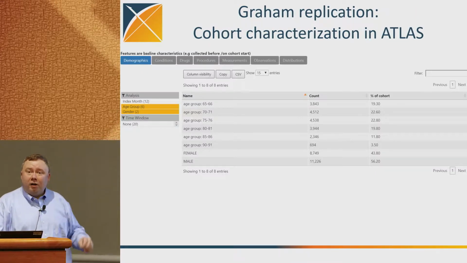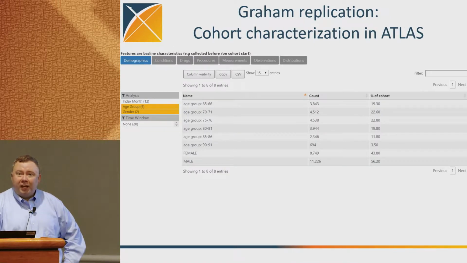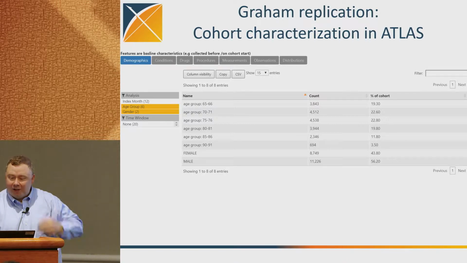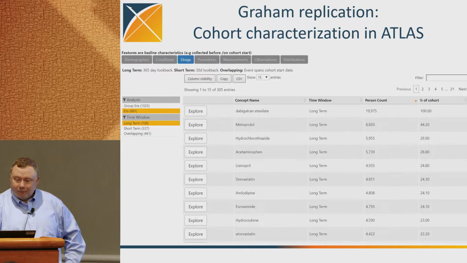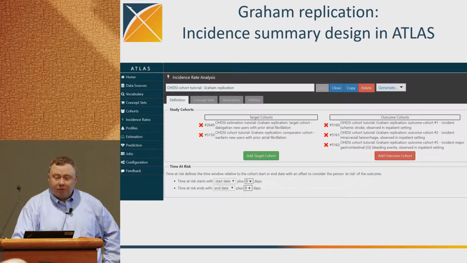So just to be clear to motivate, this is not just a conceptual idea. That Graham study, if we wanted to produce a cohort characterization, just like the Graham study, the Atlas tool that you're going to learn takes inputs of cohorts and produces an output of a characterization. And it can produce everything that's in that paper in a couple clicks of a button.